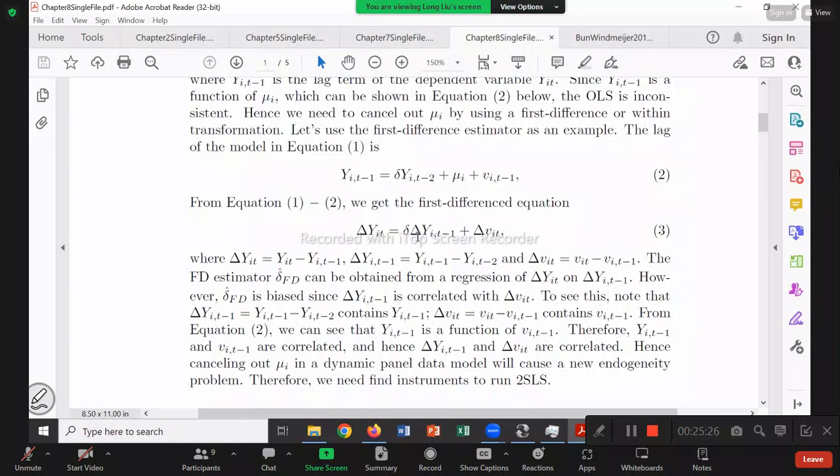Similarly, y t minus 3 has nothing to do with the error term. By using the same argument, because y t minus 3 basically contains v t minus 3, and just now we argued v t minus 2 has nothing to do with v t minus 1 or v t, the same argument says v t minus 3 also has nothing to do with the error. So if y t minus 2 could be used as an instrument, then y t minus 3 could also be an instrument, right?